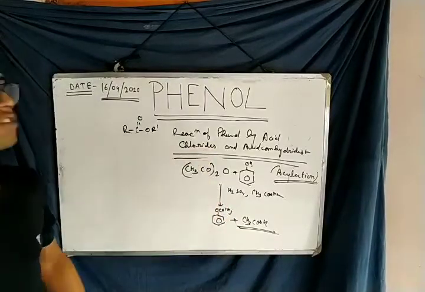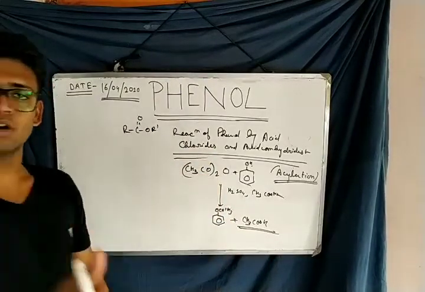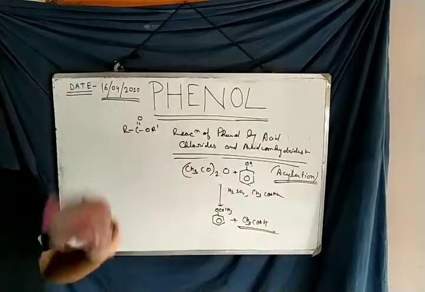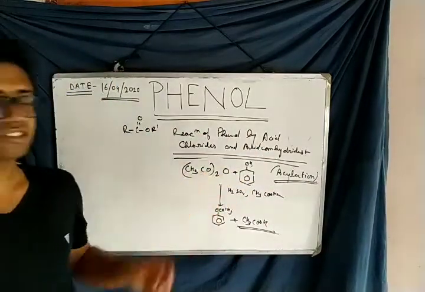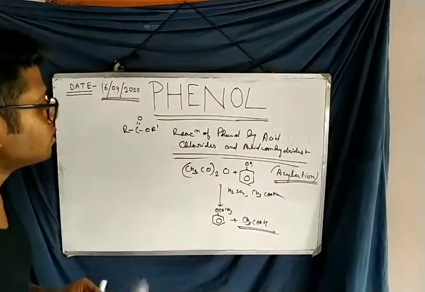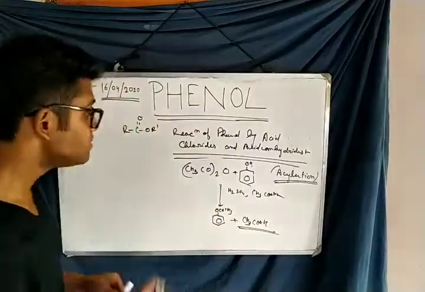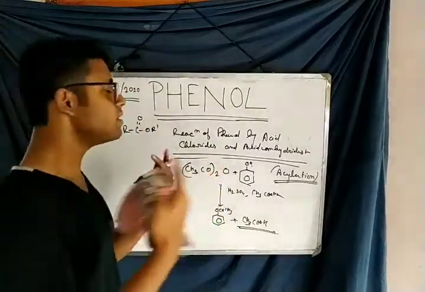So what is the basic difference of both reagents? With acid chloride and acid anhydride, this reaction is collectively known as acylation. Okay, so this is a very important reaction of phenol. By this reaction we can prepare many compounds.